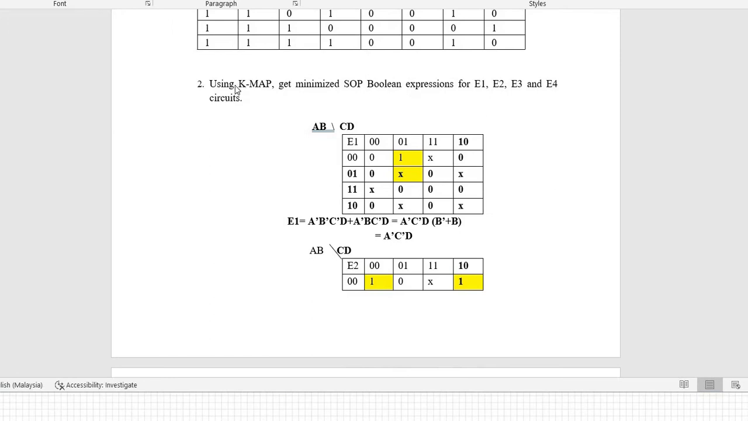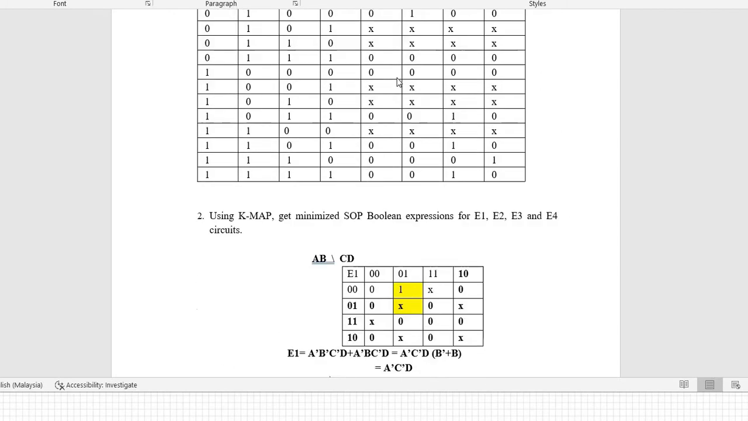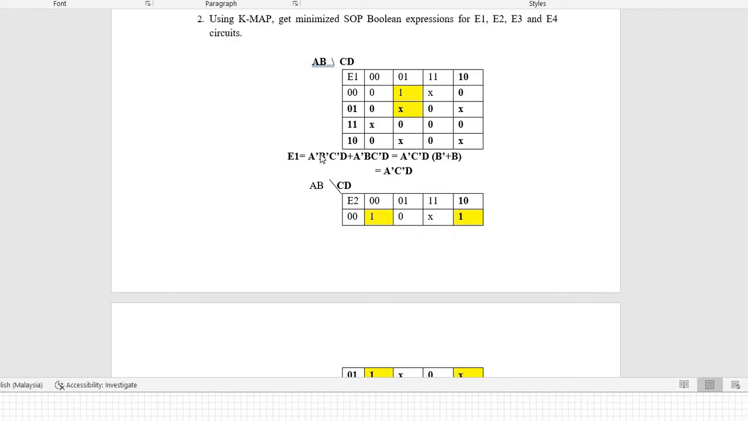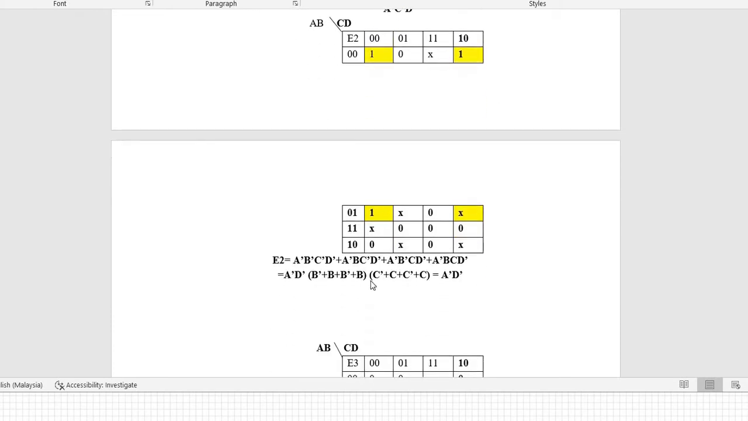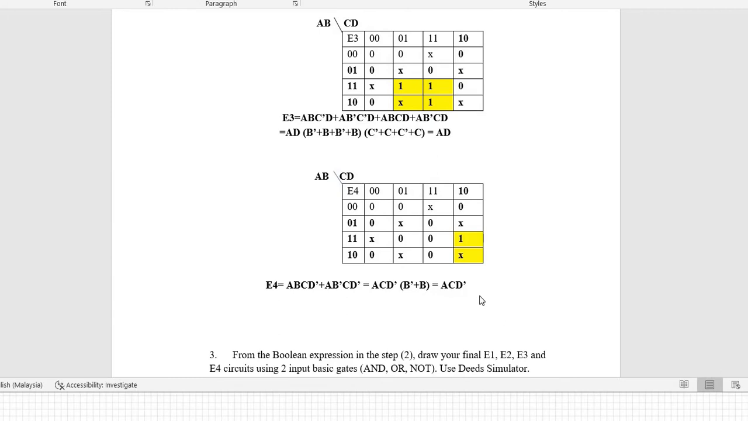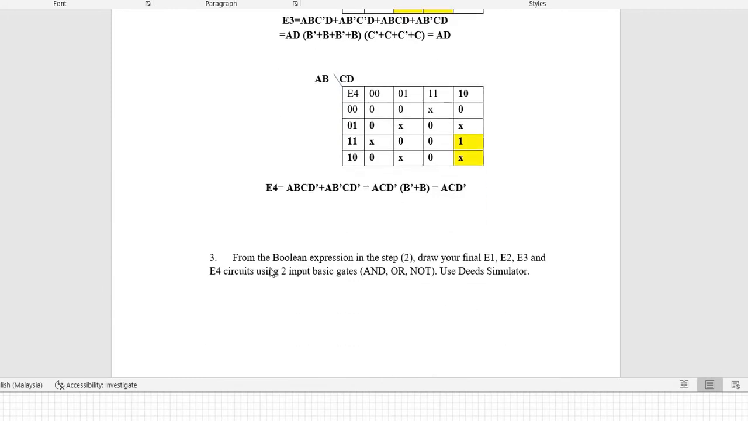And here we can see, using K-map, we get the minimized SOP Boolean expressions for the outputs E1, E2, E3 and E4. And the last one, number 3, we can use the Boolean expressions from step 2 to draw your final circuits.